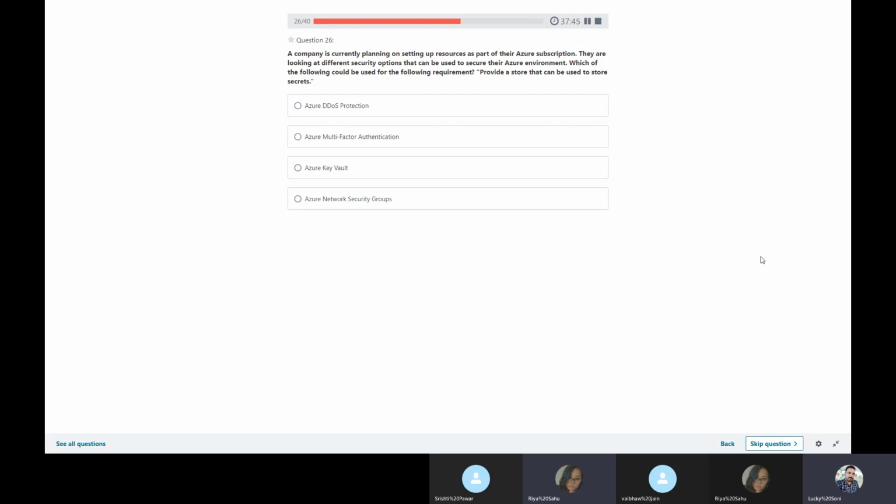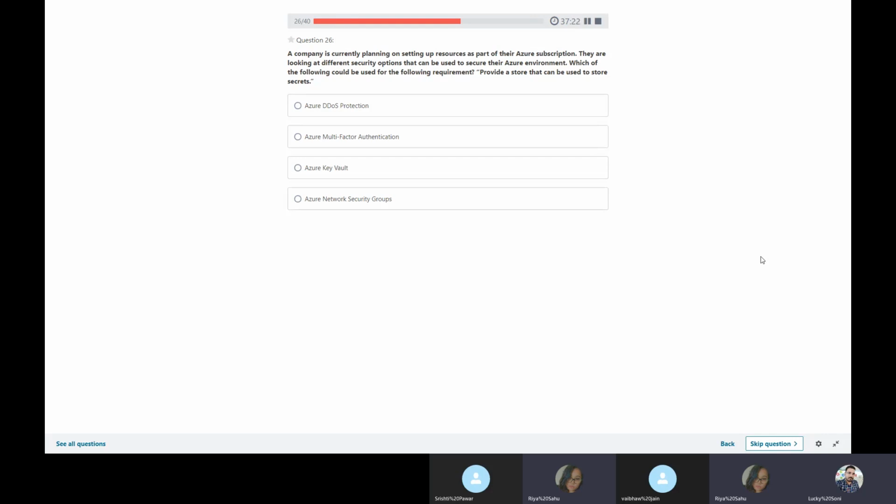26, please. A company is currently planning on setting up resources as a part of their Azure subscription. They are looking at different security options that can be used to secure their Azure environment. Which of the following could be used for the following requirement? Provide a store that can be used to store secrets.